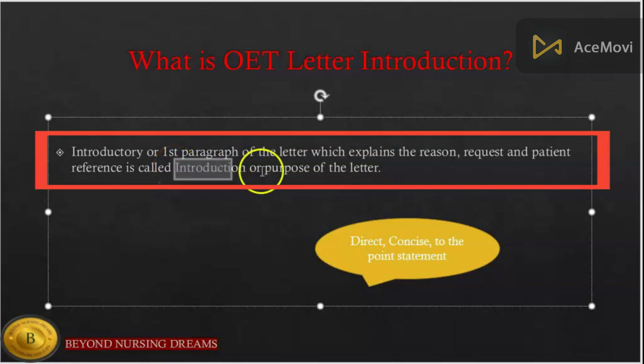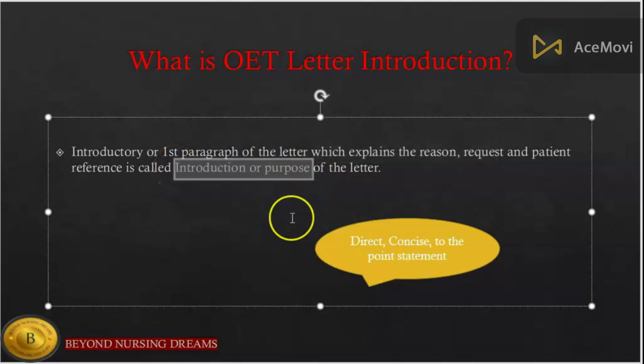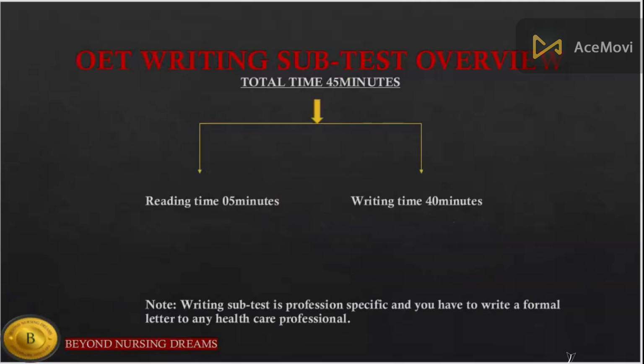Before we go further, let's see the format of the OET letter or the writing subtest. It will last for 45 minutes. 5 minutes is the reading time and 40 minutes is the writing time for the OET letter. The writing subtest is also profession specific. I will explain it later in the video.